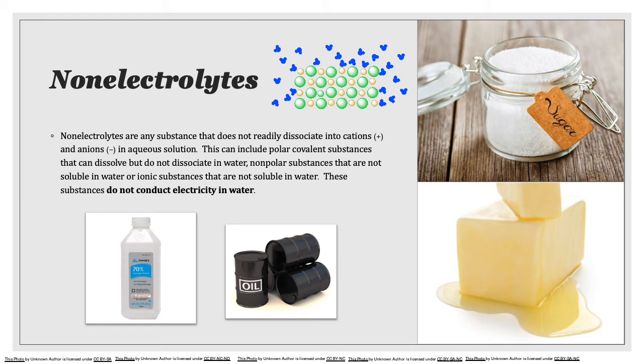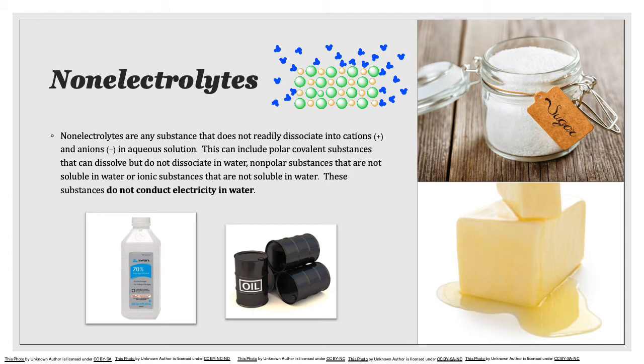Or they could be ionic substances that are not soluble in water. There are some ionic salts whose attraction between the positive and negative is so strong that water can't get in between them and pull them apart. So anything that is ionic and not soluble in water is not an electrolyte. It has to dissociate in order to be considered an electrolyte in water. And we'll talk more about insoluble salts in building blocks coming up, how to identify those.